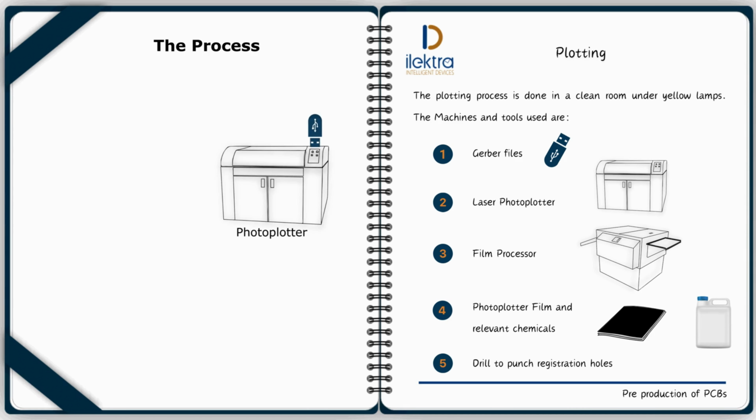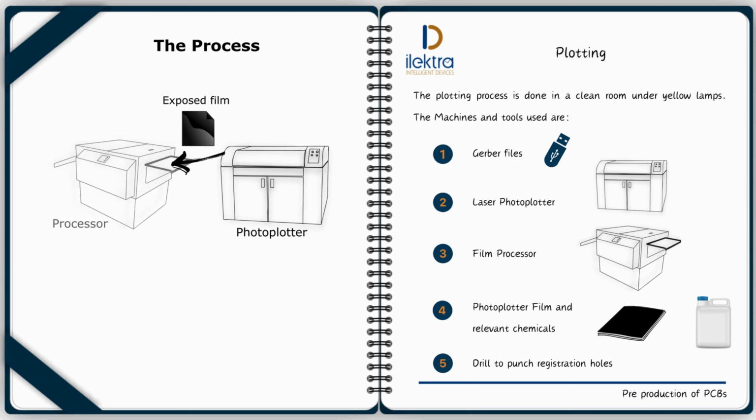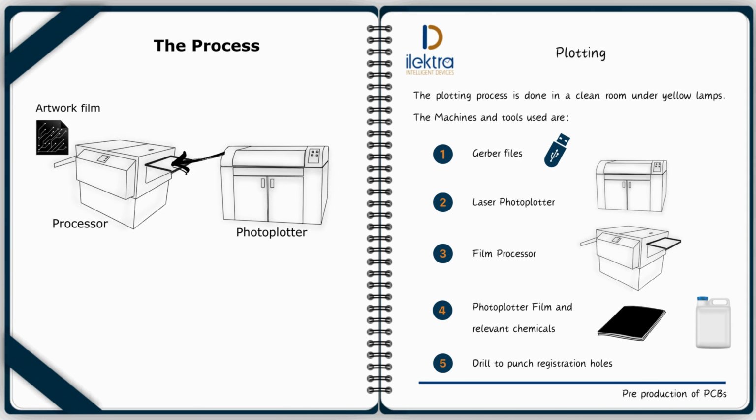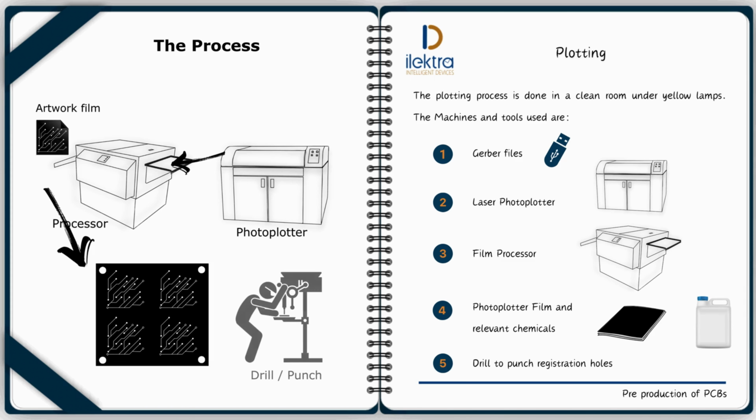The Gerber files and suitable film are loaded to the laser plotter that prints the image to the film. The exposed films are transferred to the film processor, where the development and fixation chemical processes occur. The washed and dried artwork films exit the processor, and registration holes are punched to them. The artwork films are now ready to be used.